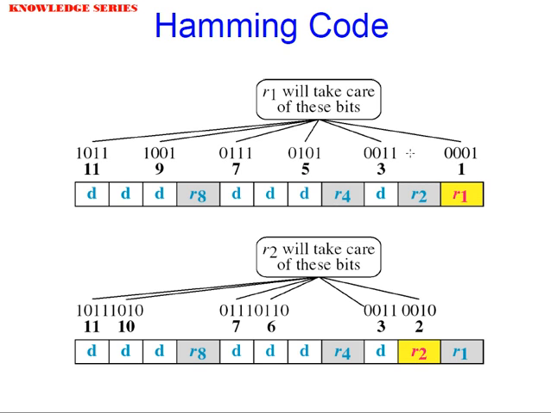So let us see R1. All these positions are represented in the form of 4 bits, and R1 will take care of these bit positions. It is going to check whether any bit change is there at these positions. R2 is going to check these bits, that means 2, 3, 6, 7, 10, and for R1 it is 1, 3, 5, 7, 9 and 11. Keep this in mind for easy understanding.